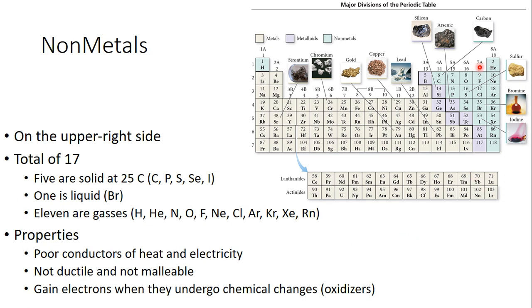Nonmetals are on the upper right-hand side of the periodic table. There are 17 of those, and they are solids, liquids, or gases depending on what element you're talking about at room temperature, 25 °C. Nonmetals are more or less the opposite of metals. They don't conduct heat or electricity. You cannot put them through wires or change their form. They gain electrons to become negative anions when they undergo chemical reactions. We call these oxidizers, which we'll talk more about in further chapters.